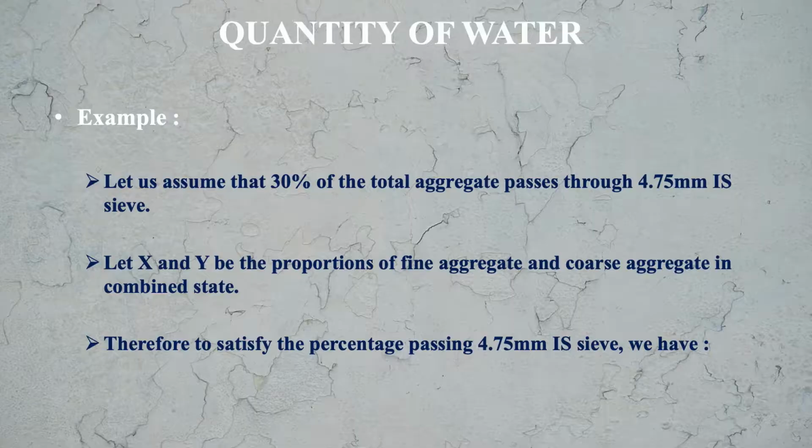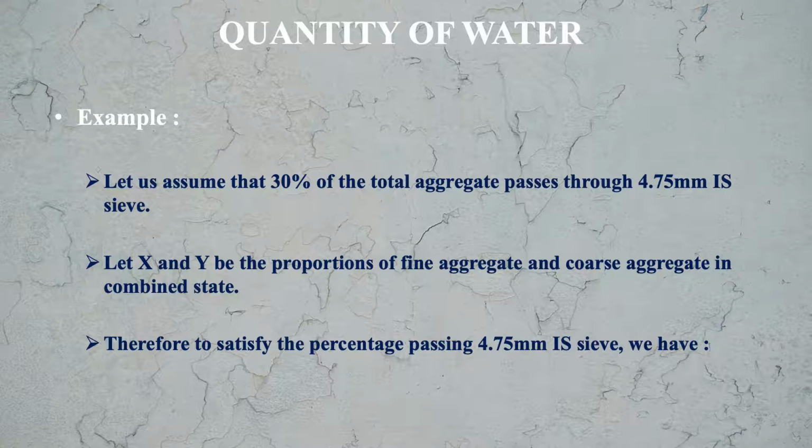For example, let us assume that 30% of the total aggregate passes through 4.75 mm, and let X and Y be the proportions of fine aggregate and coarse aggregate in combined state. Combined state means when we have mixed these fine aggregate and the coarse aggregate.